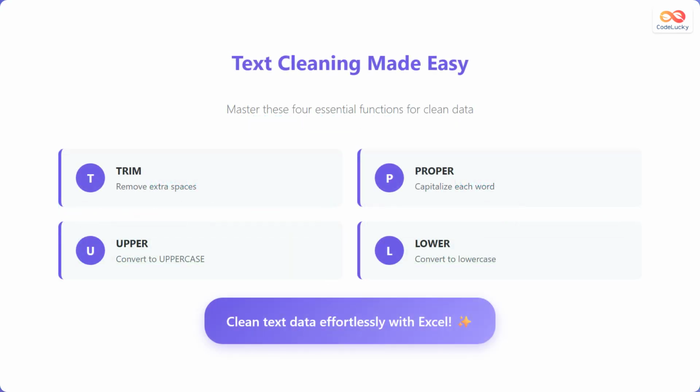To summarize, let's review the 4 essential functions for cleaning text data. The trim function removes extra spaces. The proper function capitalizes the first letter of each word. The upper function converts text to uppercase. The lower function converts text to lowercase. Now you can clean text data effortlessly with Excel.